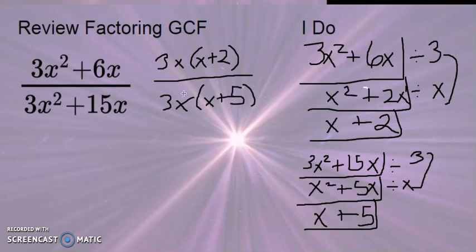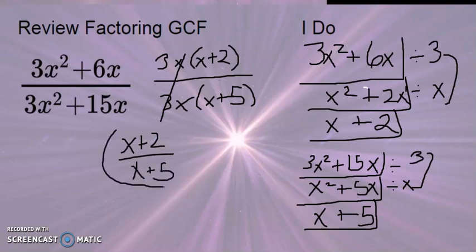So we factored our GCFs. 3x divided by 3x gives you 1. So our simplified expression is x plus 2 at the top in the numerator, all divided by x plus 5 in the denominator. That's our simplified fraction.